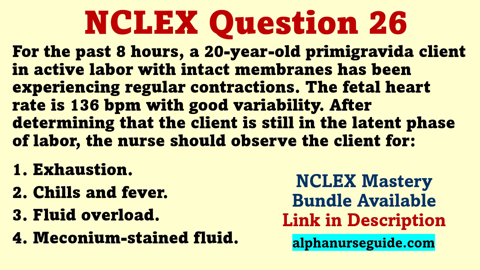For the past 8 hours, a 20-year-old primigravida client in active labor with intact membranes has been experiencing regular contractions. The fetal heart rate is 136 BPM with good variability. After determining that the client is still in the latent phase of labor, the nurse should observe the client for 1. Exhaustion. 2. Chills and fever. 3. Fluid overload. 4. Meconium-stained fluid.